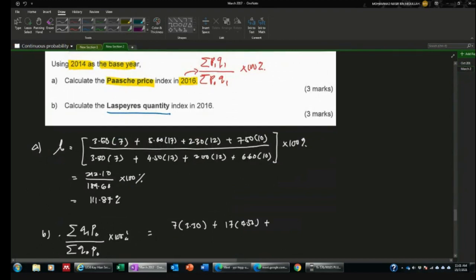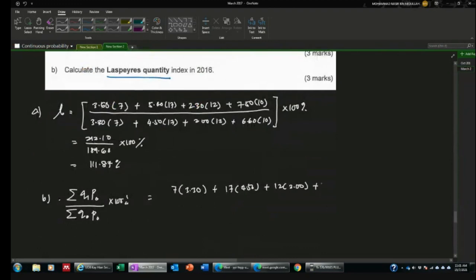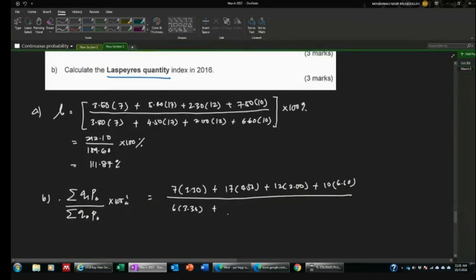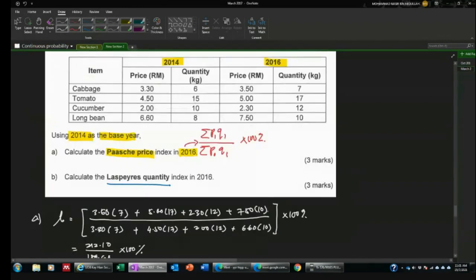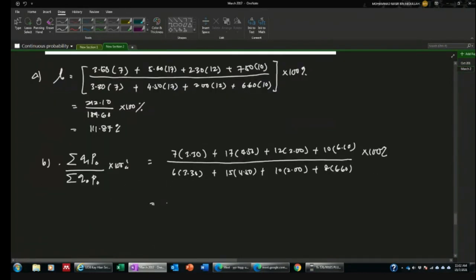4 ringgit and 50 plus quantity 12, price 2 ringgit plus 10 and 6.6 divide by quantity for base period is 6, 3.30 plus 15, 4.50 plus 10, 2.00 plus 8, 6.60 multiply with 100%, and this one should be equal to 189.6 divided by 160.1 multiply with 100%. This is 118.43. So we can say that average quantity in 2016 has increased by 18.43% as compared to 2014. Right?